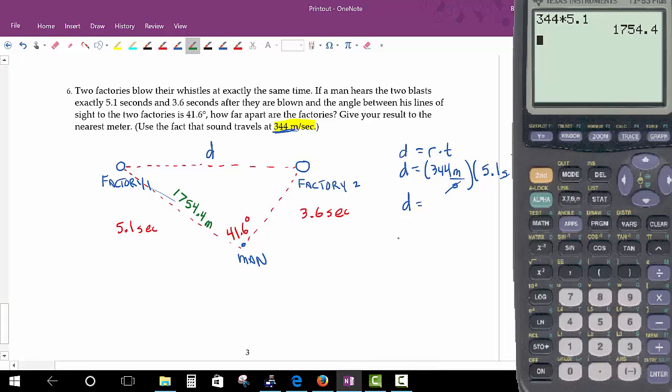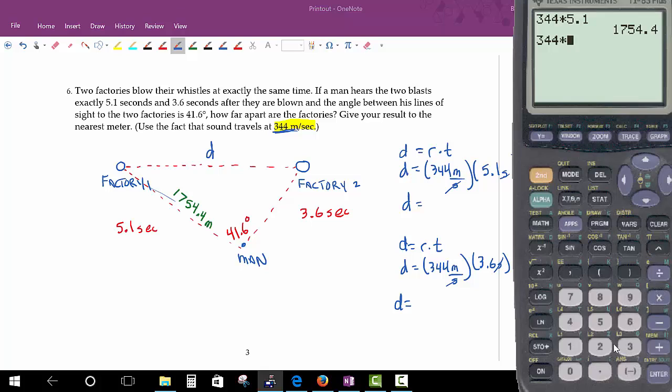Then we do the same thing to find this other distance. Distance equals rate times time again. The rate is again 344 meters per second, and the time is 3.6 seconds. Seconds cancel out. Take your calculator and do 344, the speed of sound, times the time it takes to reach the man. The sound traveled 1,238.4 meters. Okay, so now I've got everything I need to solve this problem.